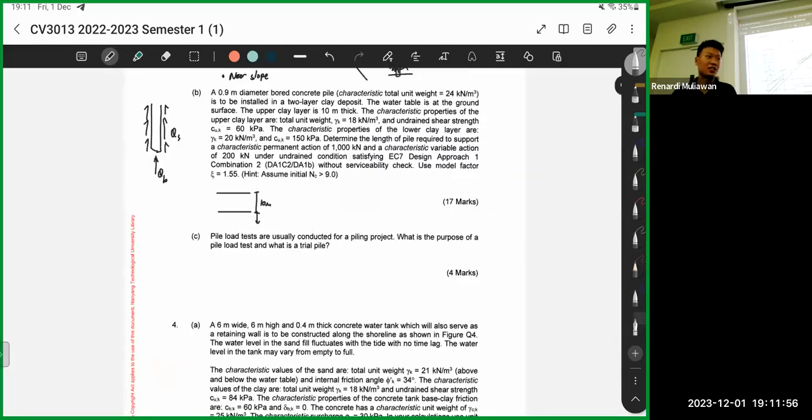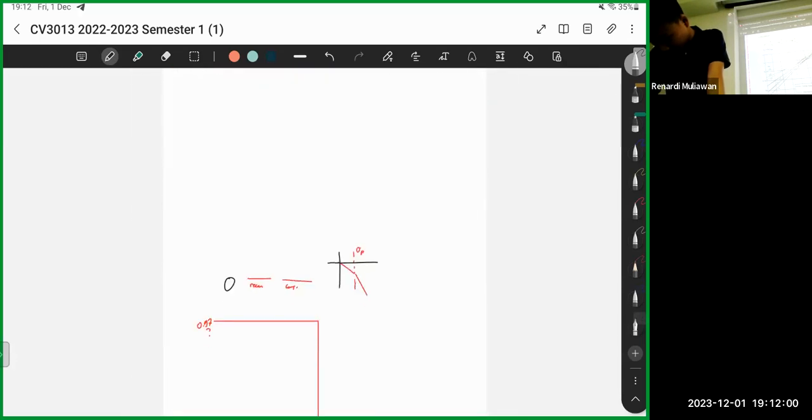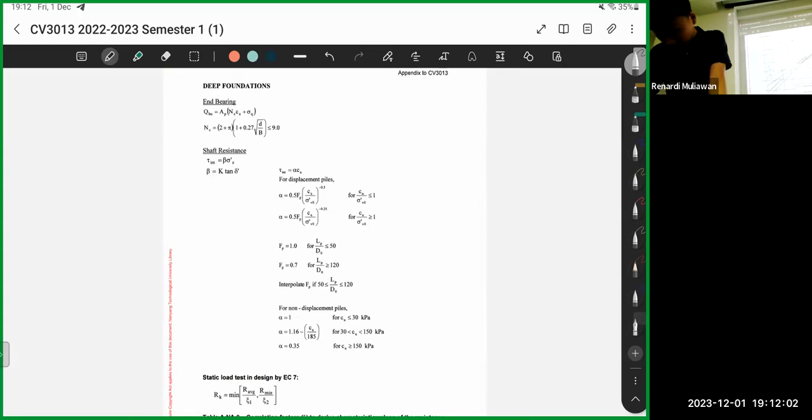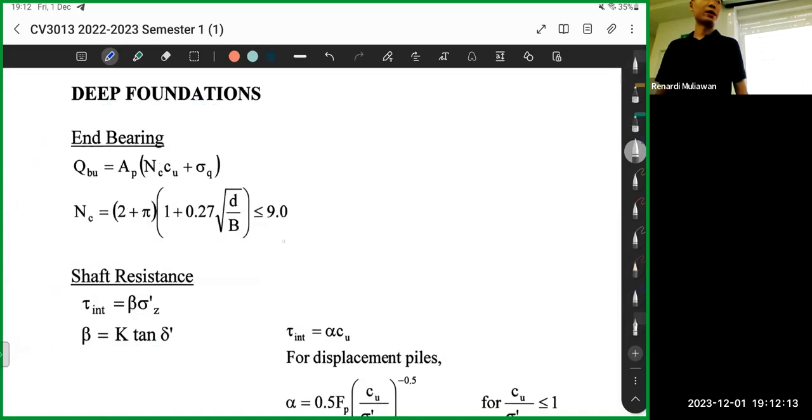Okay, we need action and resistance, right? So wait, let me check the back first. End bearing and shaft resistance, right? So end bearing and shaft resistance. Okay, remember these two: end bearing and shaft resistance.